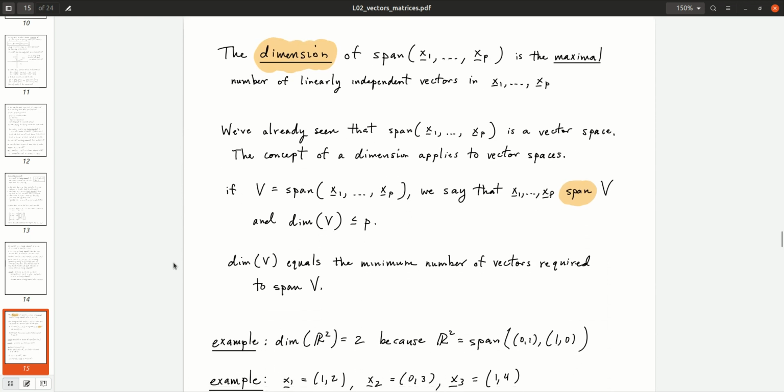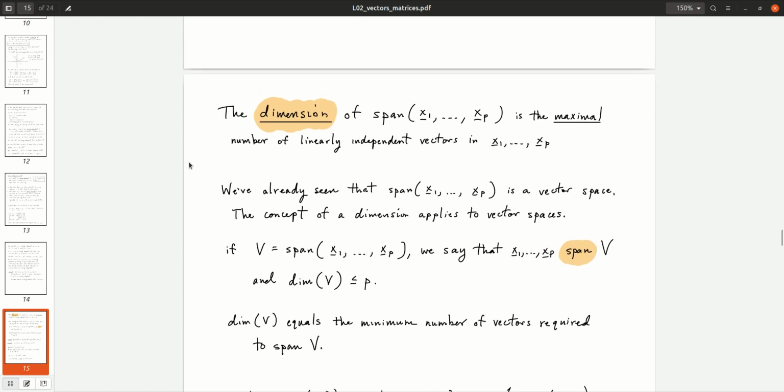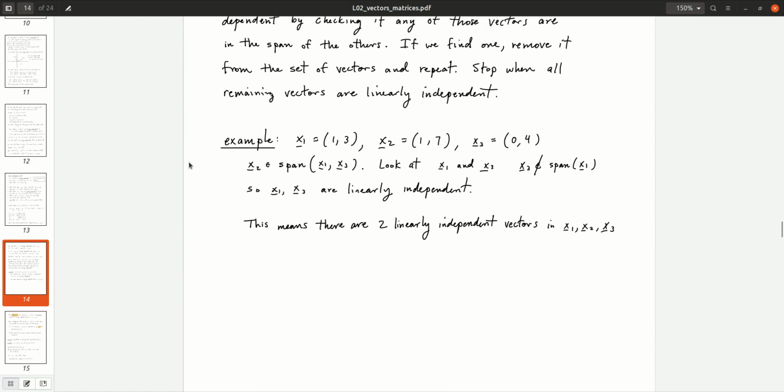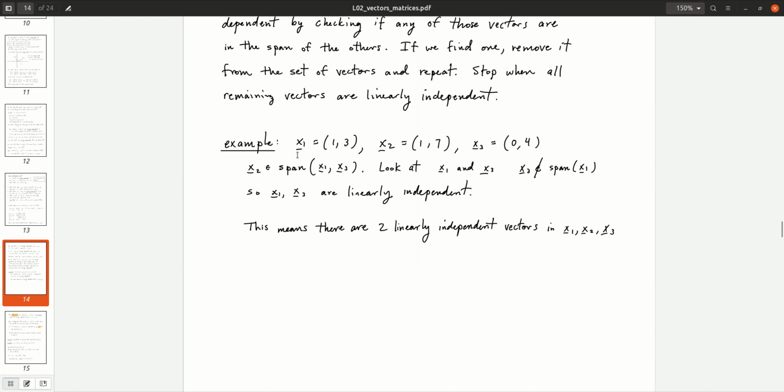Now we come to the concept of the dimension of a span of vectors. The dimension of the span of a set of vectors is the maximal number of linearly independent vectors in x1 to xp. So looking back to our example, the dimension of the span of x1, x2, x3 is going to be 2, because there are only 2 linearly independent vectors in x1, x2, x3.